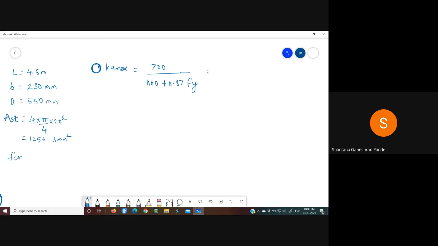So grade of concrete Fck is 20 MPa and Fy we can take as 500 MPa. So 700 divided by 1100 plus 0.87 into 500. So tell me this value. 0.45.